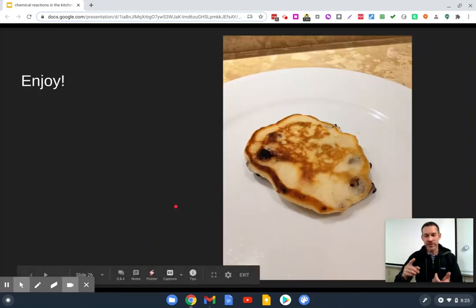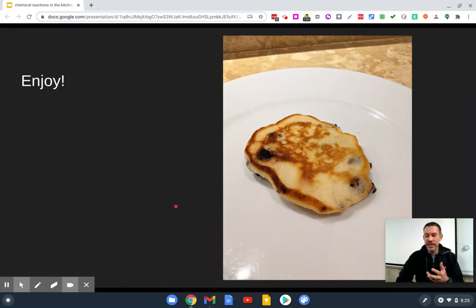Enjoy it. Maple syrup, pancake syrup, jam, jelly, maybe powdered sugar, or just plain. They're good. So enjoy your pancakes.